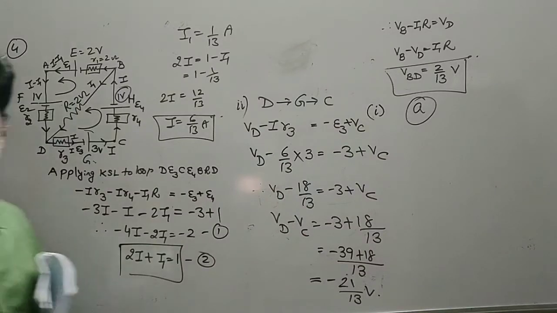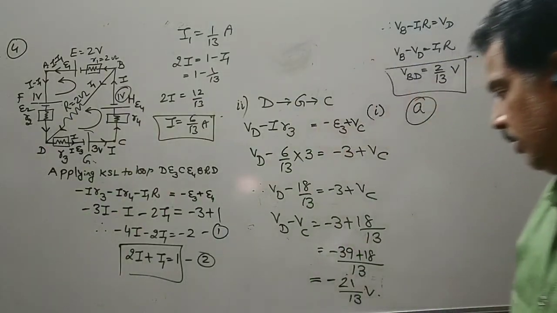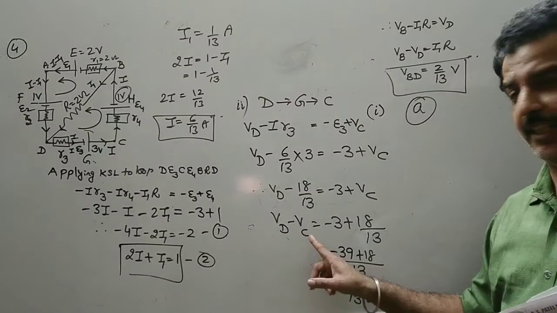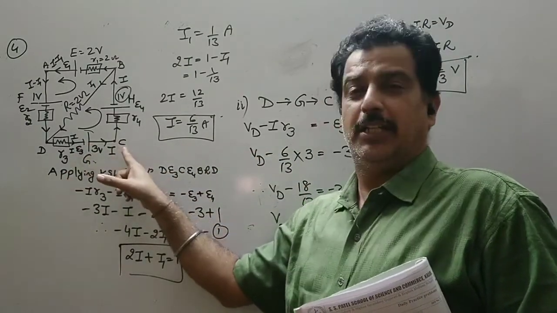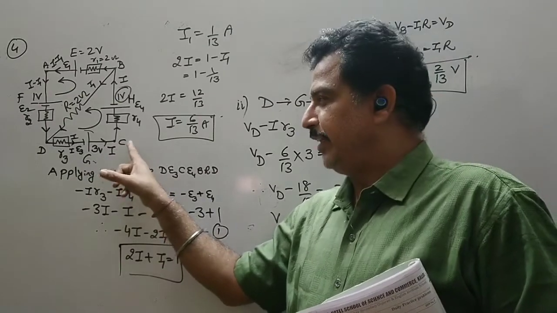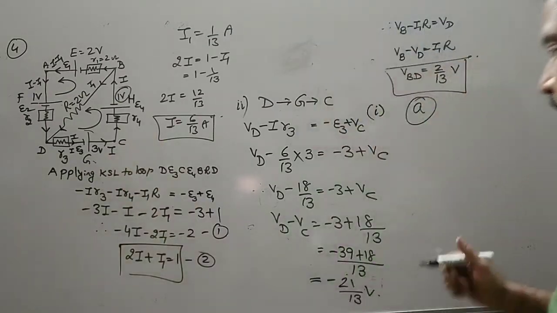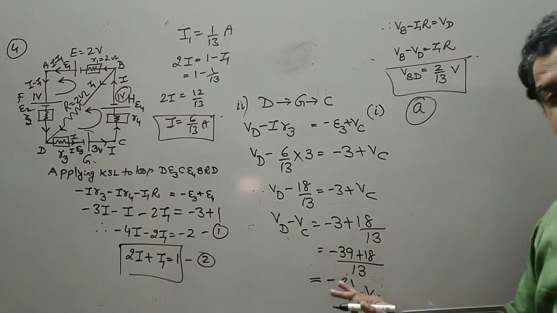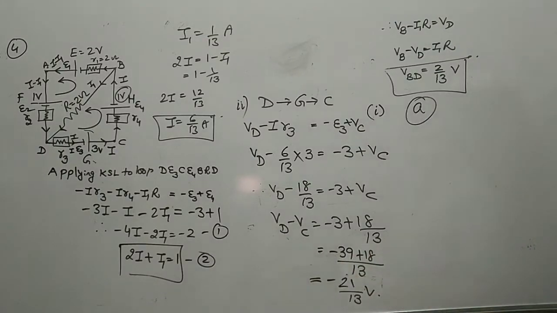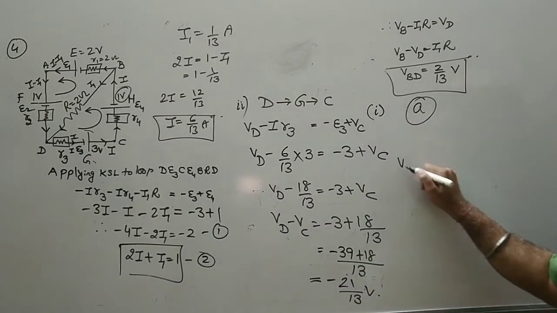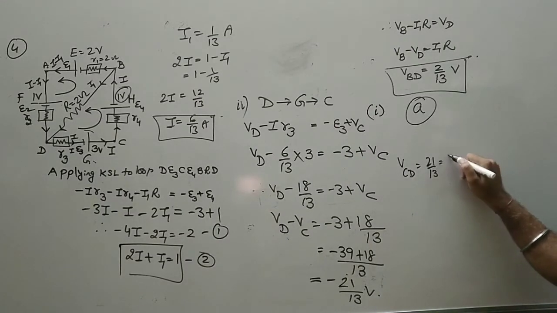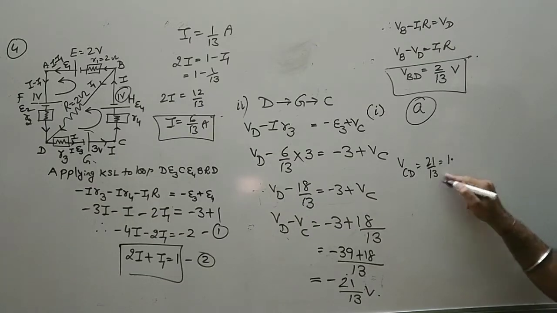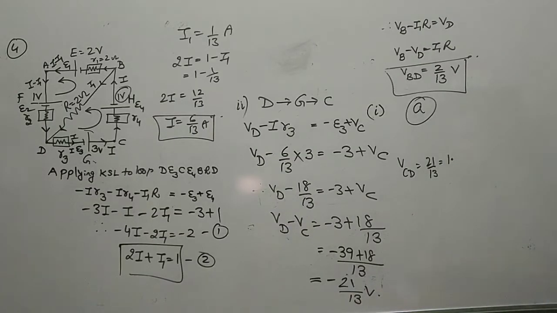Clearly the minus sign indicates that VD is less than VC, and from the diagram it is also clear that the positive terminal is connected to point C. So the potential at C is greater than at D. So I can write VCD is equal to 21 by 13, which is about 1.6 volt.